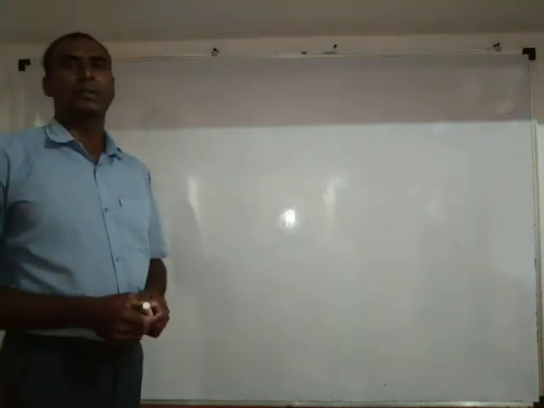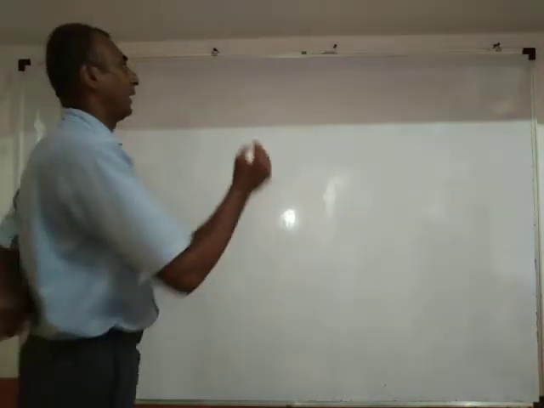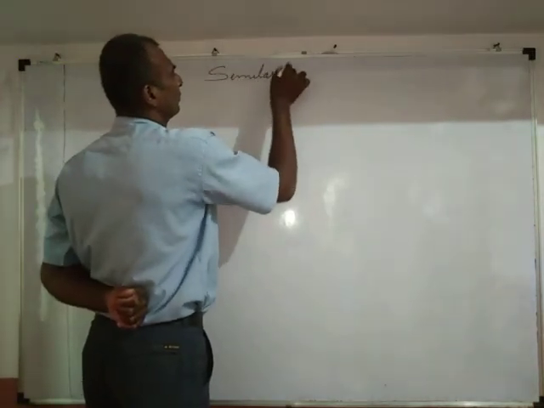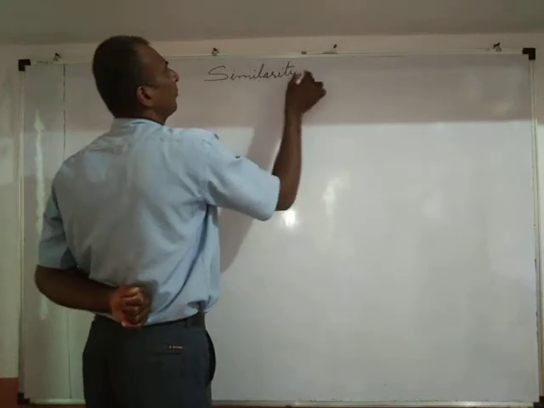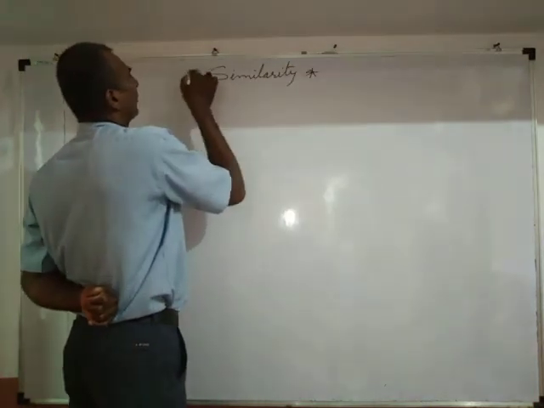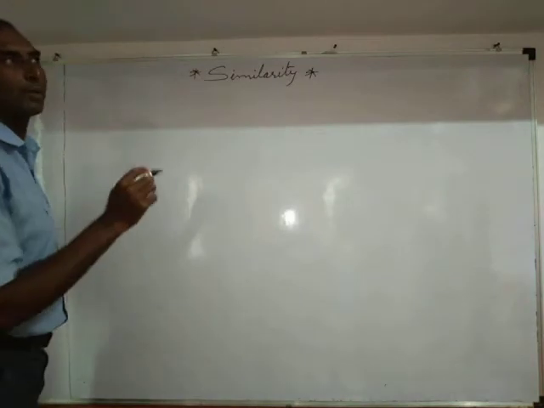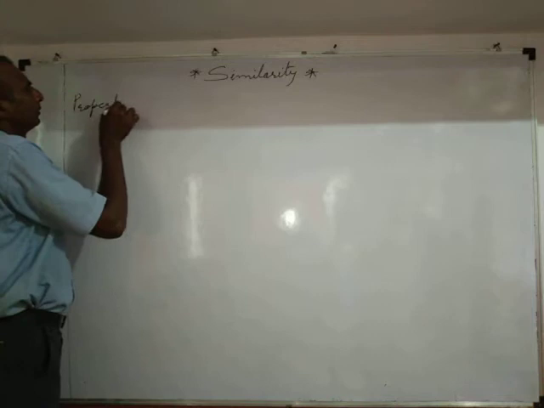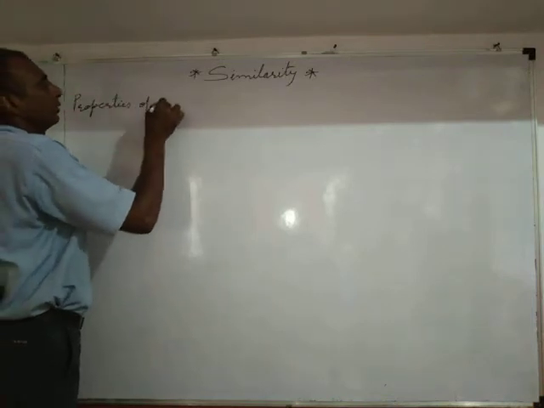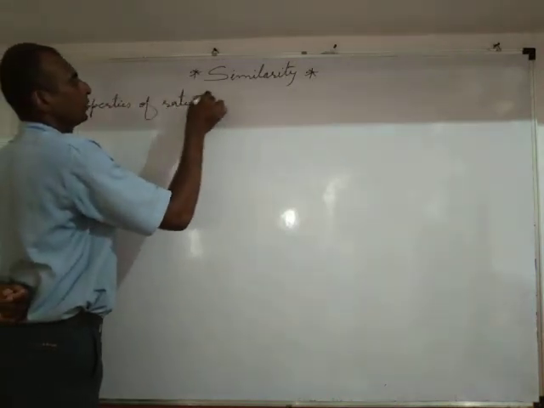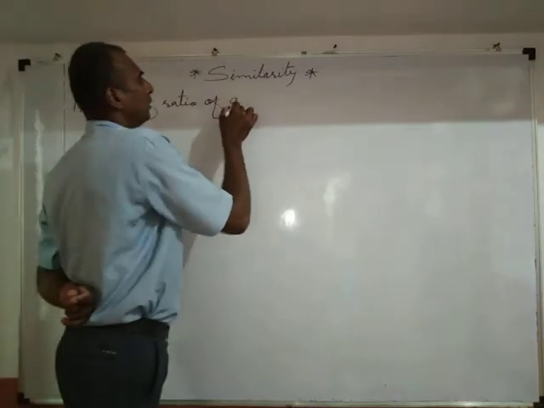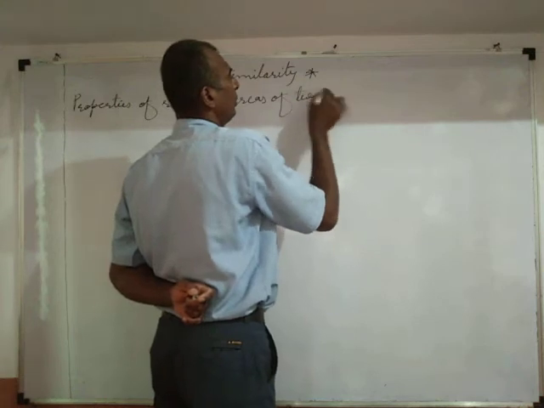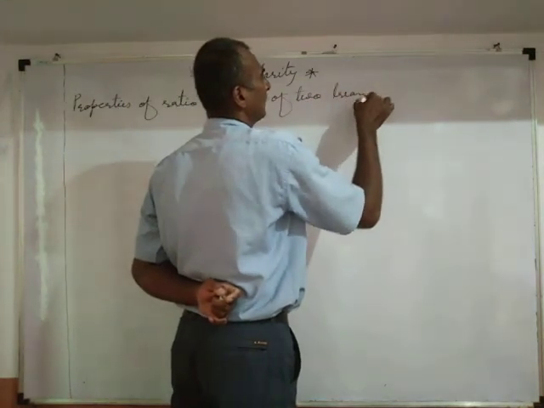Hello students, let's learn a chapter Similarity. The first article of this chapter is properties of ratio of areas of two triangles.